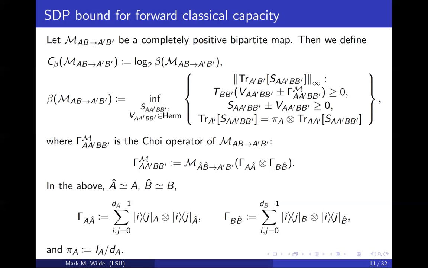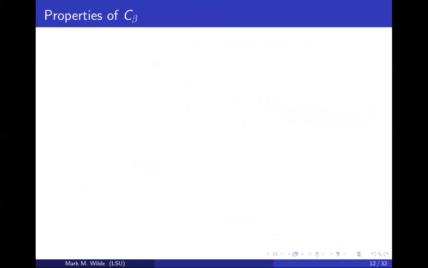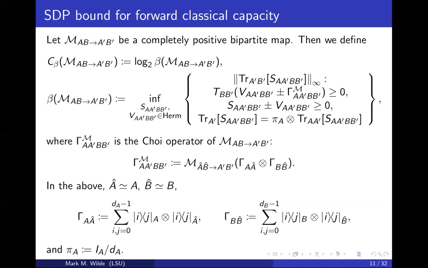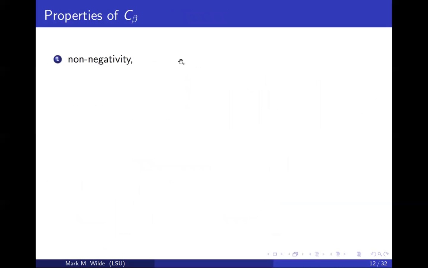So if you're curious to play around with this quantity, you can download those programs and evaluate this measure for bipartite channels of interest to get a sense of it. What are the properties of C beta? C beta is this log of beta that we defined here. I'm just going to list them. I'm not going to go through the proofs, because they are long proofs that are available in the paper.